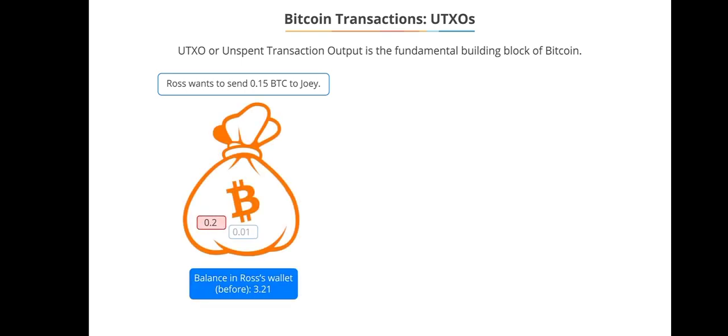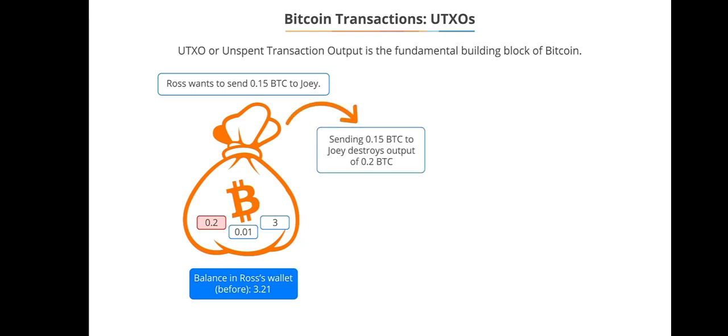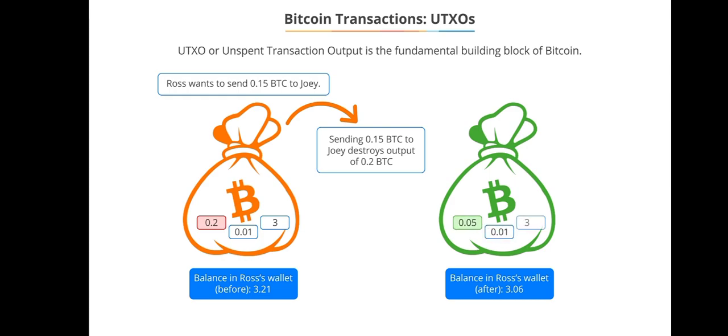However, Ross's wallet consists of a total of 3.21 Bitcoin distributed in 3 bytes valued at 0.2 Bitcoins, 0.01 Bitcoins, and 3 Bitcoins. Thus, Ross destroys the byte containing the 0.2 Bitcoins in order to send 0.1 Bitcoin to Joey. The remaining 0.05 Bitcoins creates a new output and is available in Ross's wallet as another byte, thereby reducing his balance to 3.05 Bitcoins.